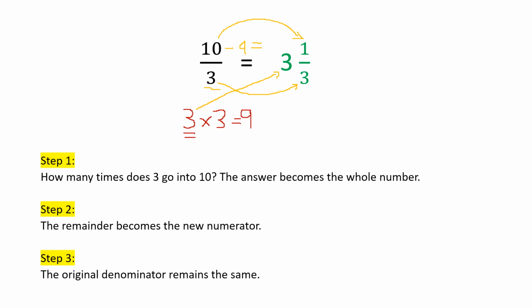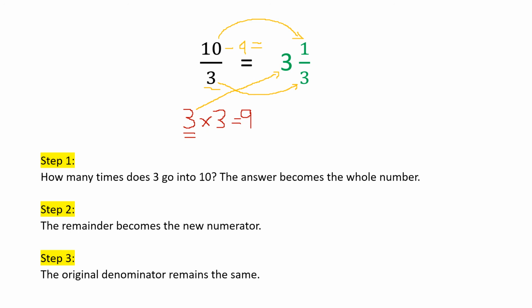Step 2, the remainder becomes the new numerator. So the remainder comes from subtracting 9, because 3 times 3 is 9. That's the closest we could get to 10. But obviously there is a remainder, and that remainder becomes the numerator of the new fraction.